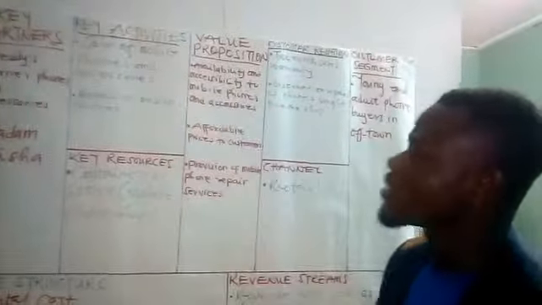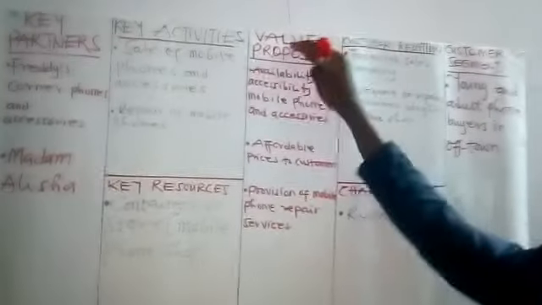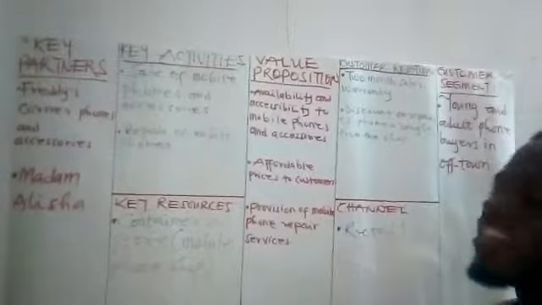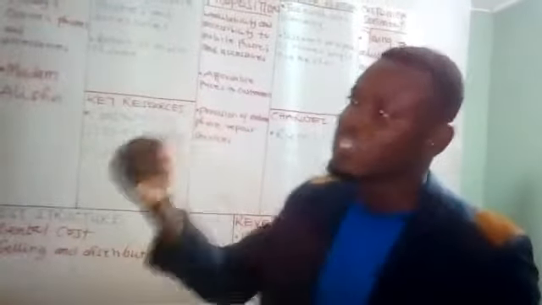So the first part of the business model canvas is the value proposition section. This section talks about the value you are producing or providing to your customers. What value are you giving out to people so that they will give out their money in exchange for that value?